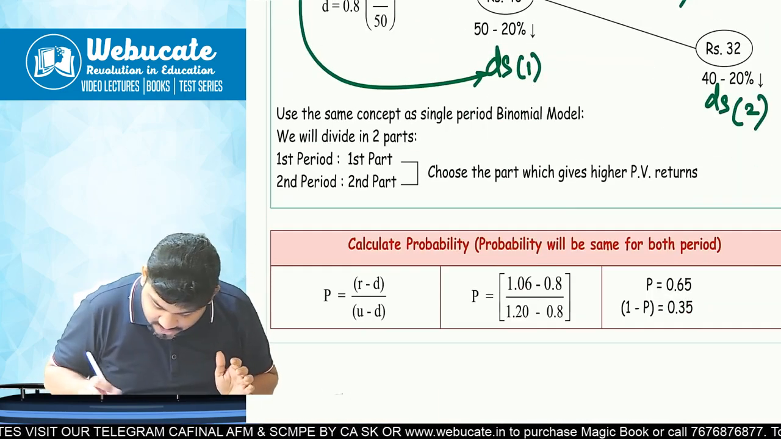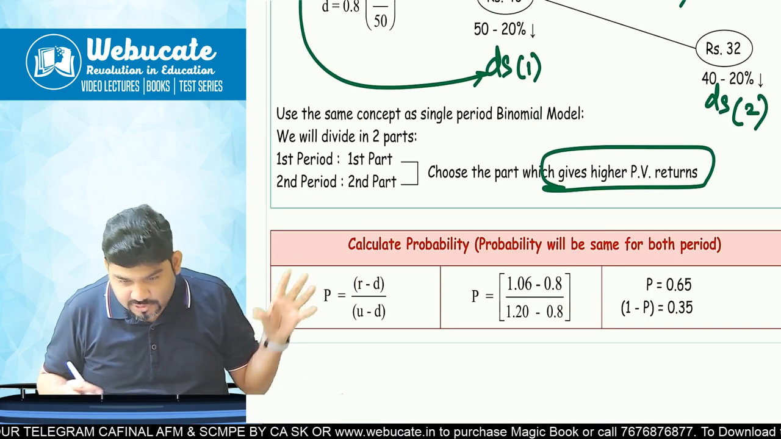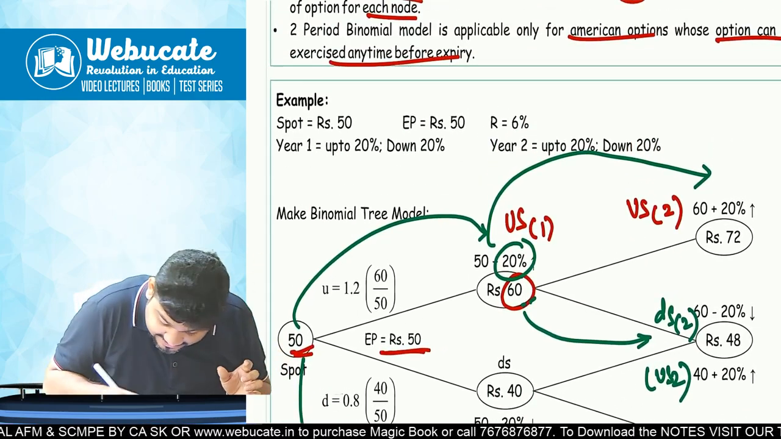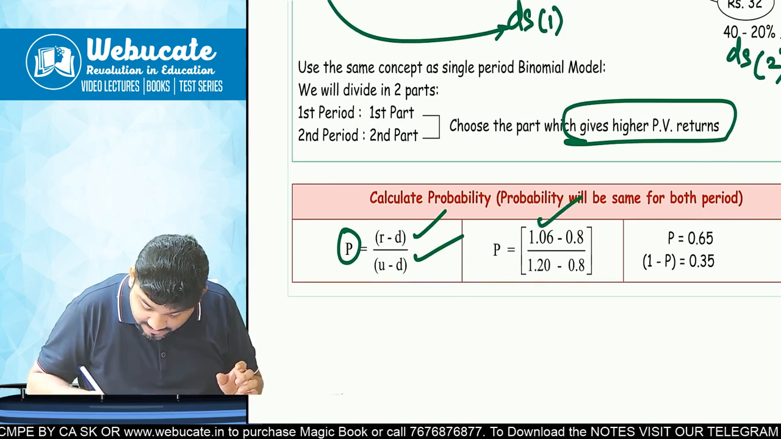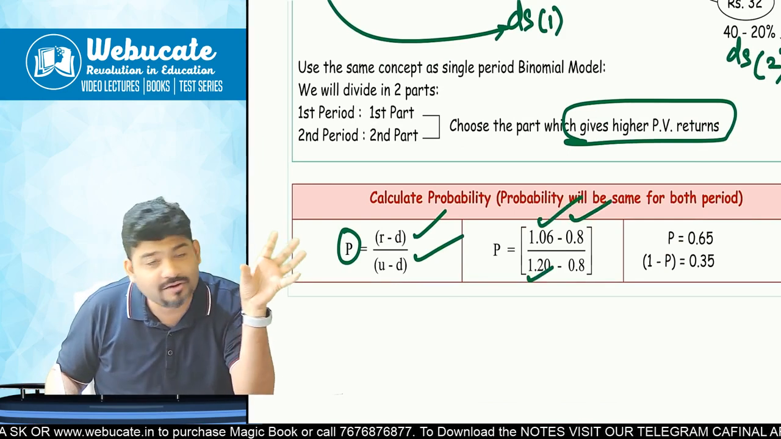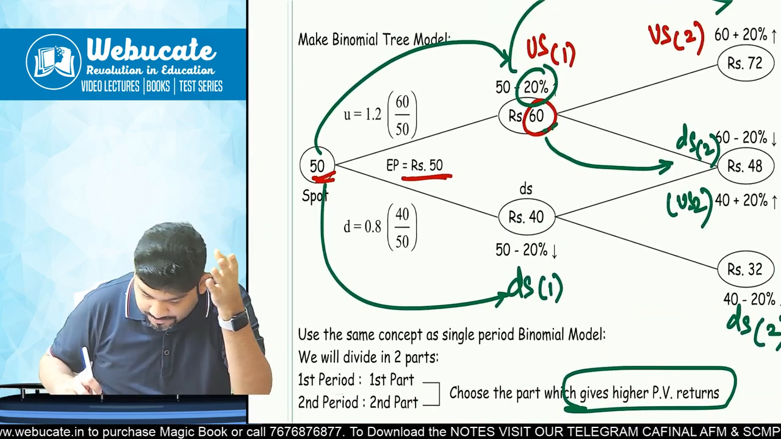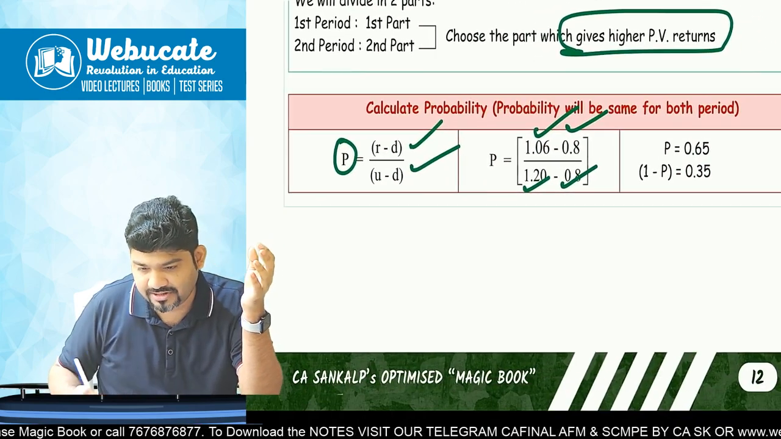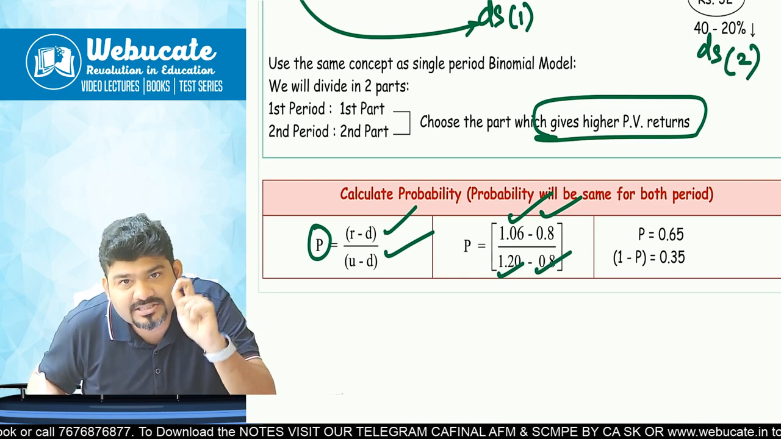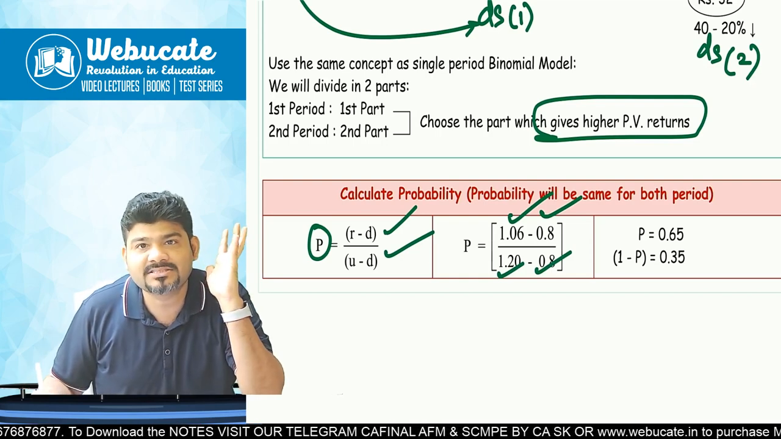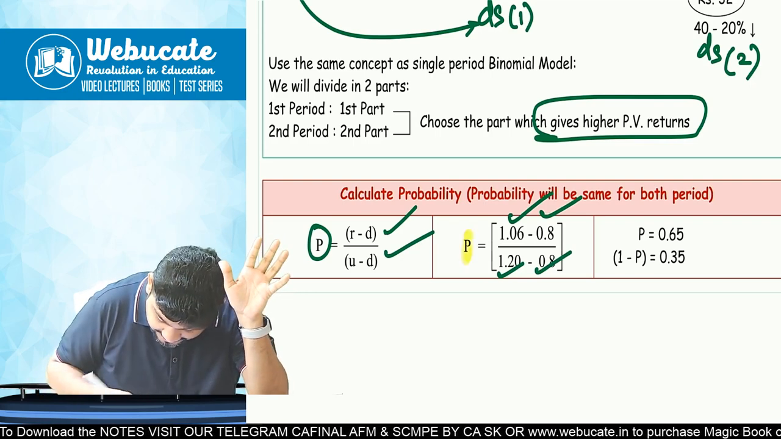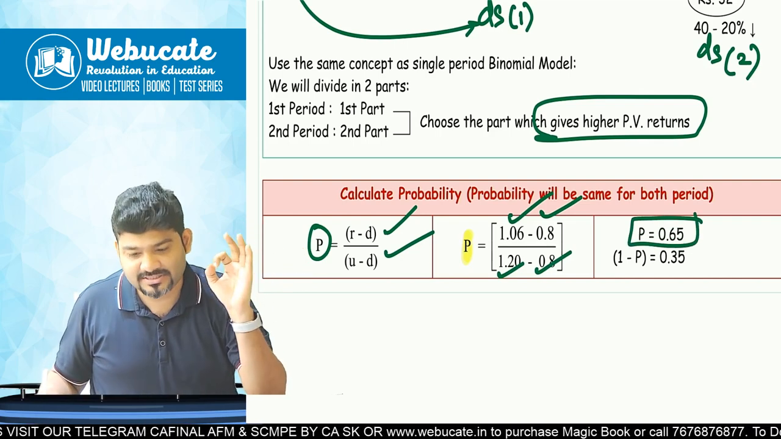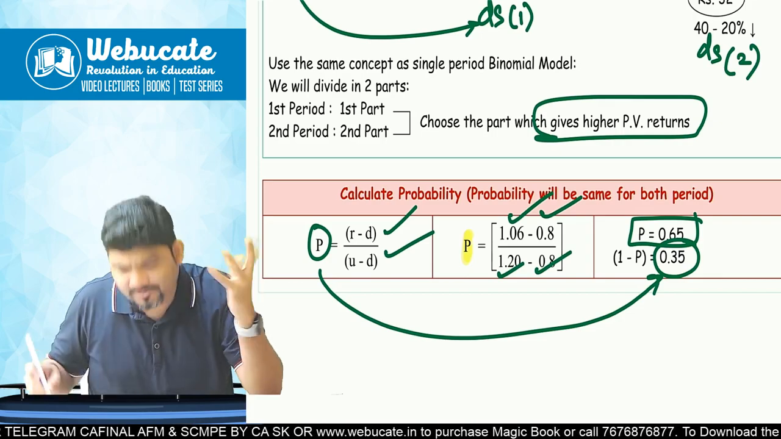So, let's start. Choose the path which gives higher PV returns. I'll tell you how. First we will calculate the probability, (R minus D) upon (U minus D). We know R. In this question, R is say 6%. So, (1.06 minus 0.8) upon (1.2 minus 0.8), because coming down is 0.8 and going up is 1.2. Got it, everybody? So, P is equal to (1.06 minus 0.8) upon (1.2 minus 0.8). We will get the probability at 0.65, and then 1 minus P will obviously be 0.35.